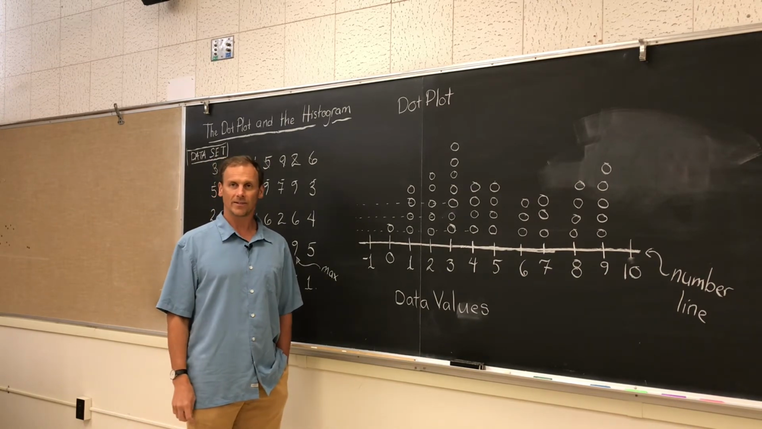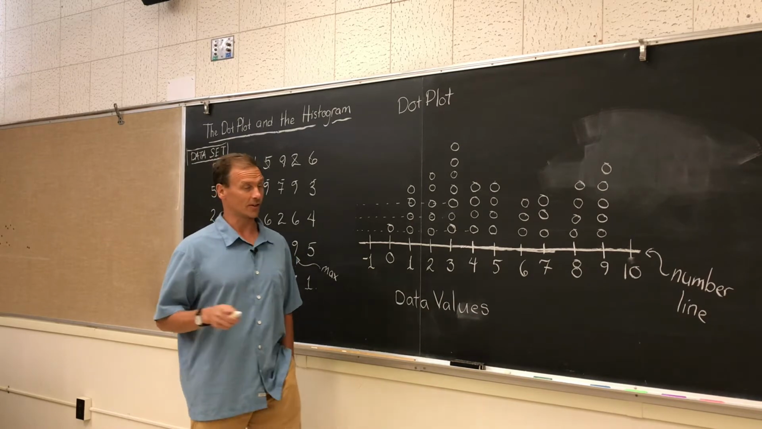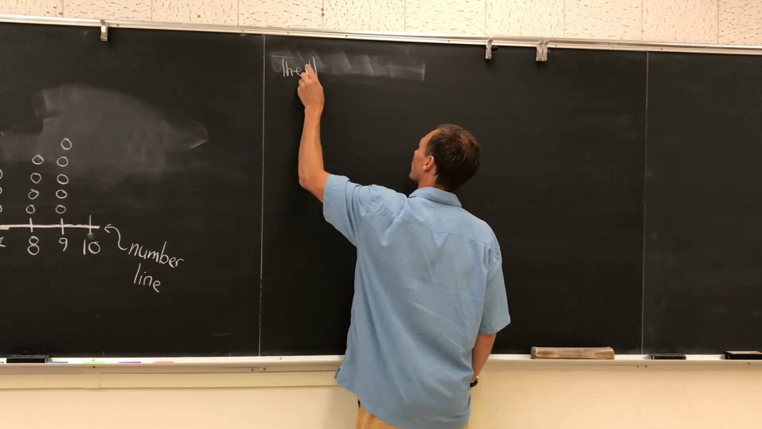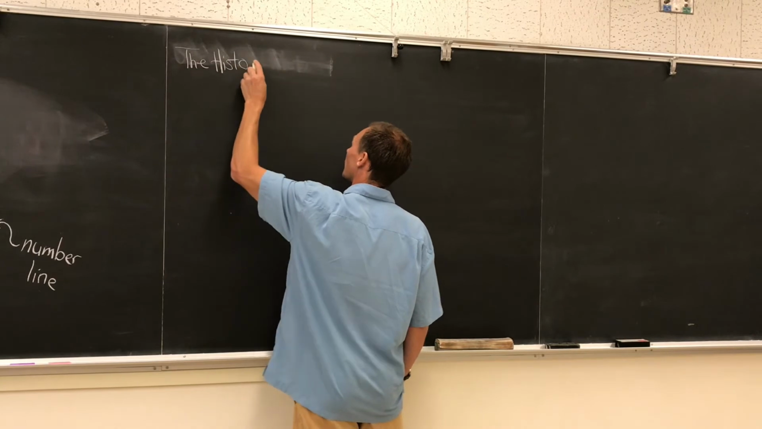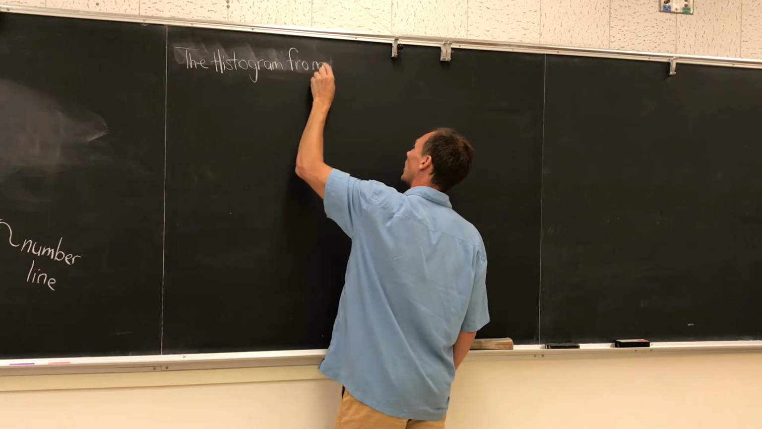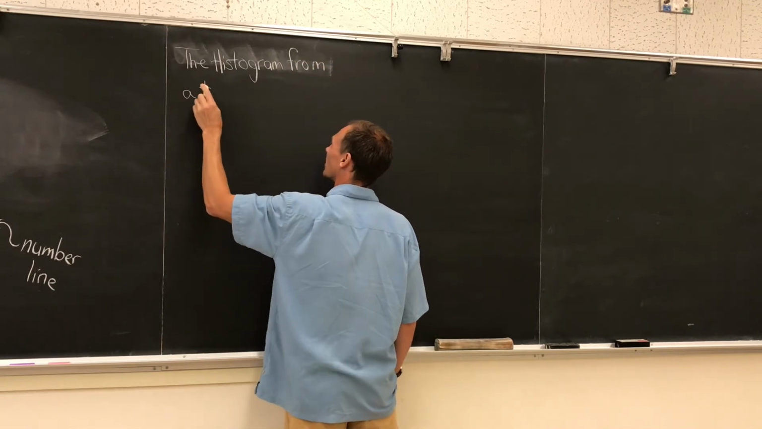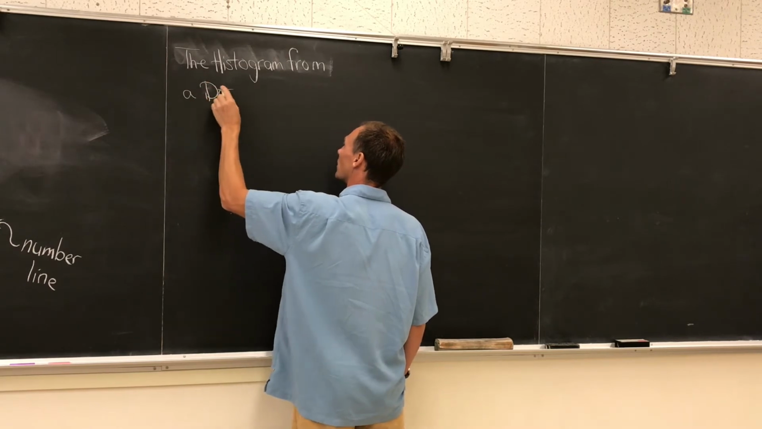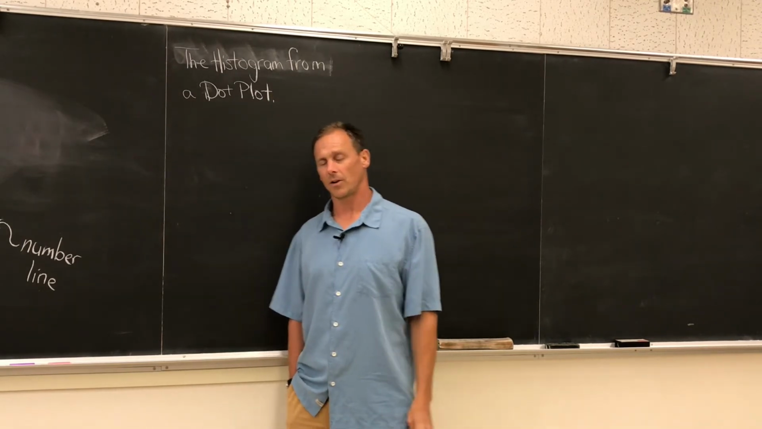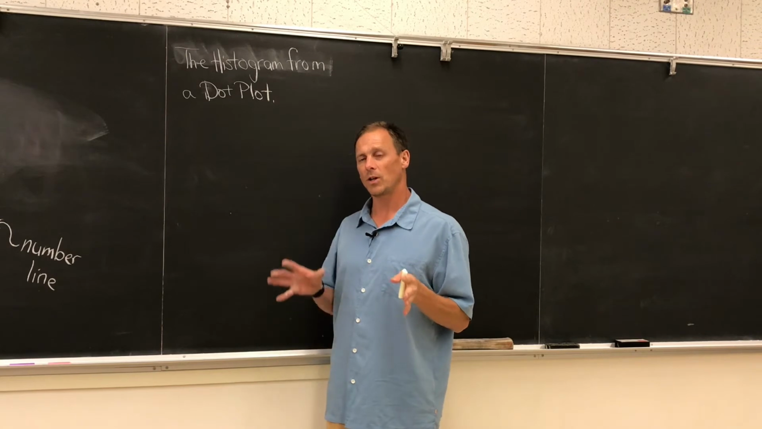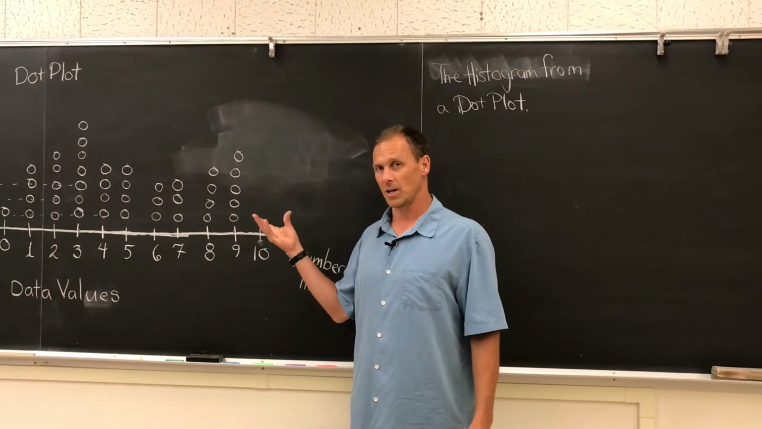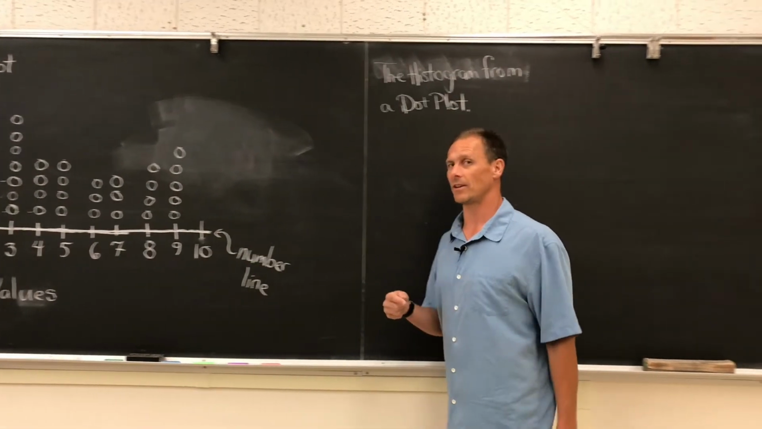Now, let's use this dot plot to construct a histogram, and that's what we're going to come over here and do. This part is the histogram, from a dot plot. Once we make a histogram, we lose the individual values and we put them into classes. And we're going to see that formed in a moment.